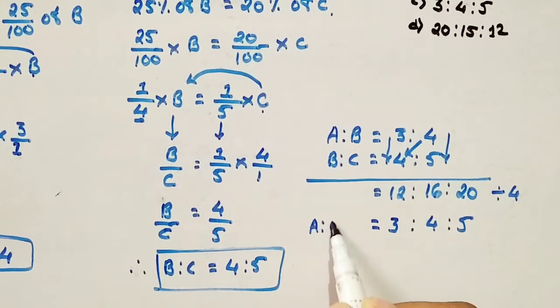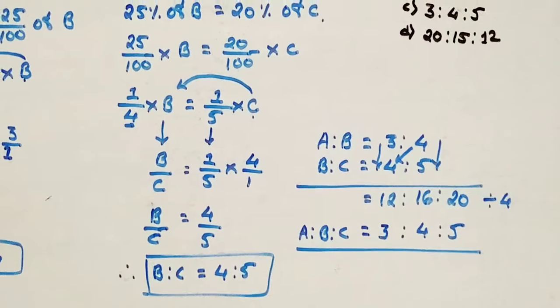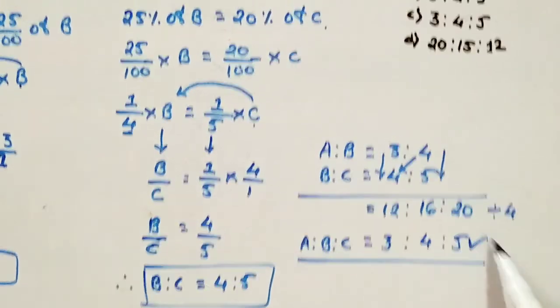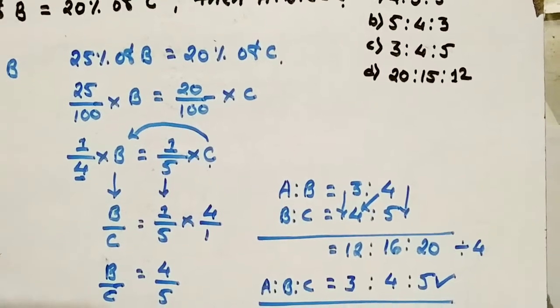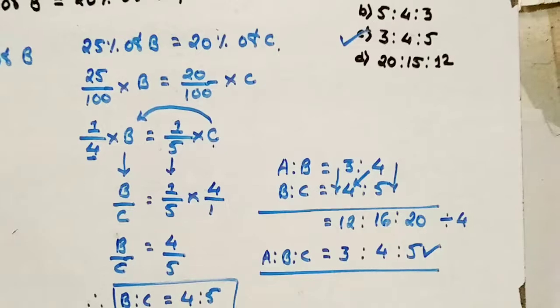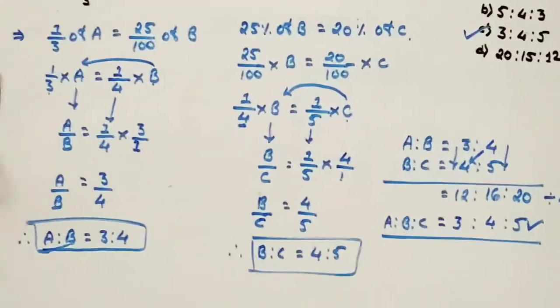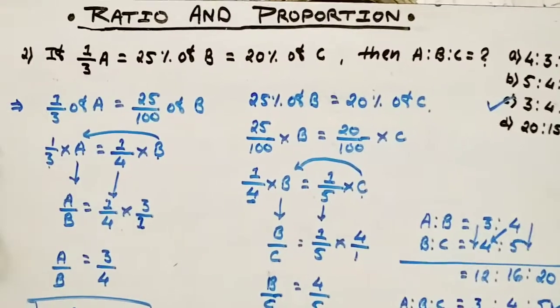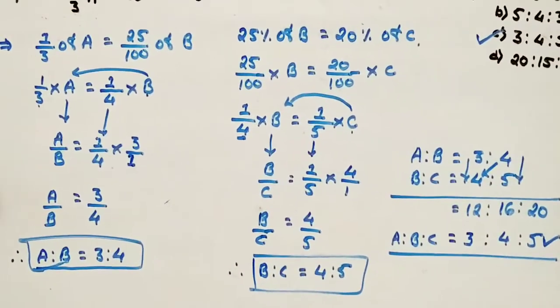So A is to B is to C is 3 is to 4 is to 5. That is our answer. Which option is correct? 3 is to 4 is to 5. So option C is the correct answer. Is this clear? बहुत easy था, right?